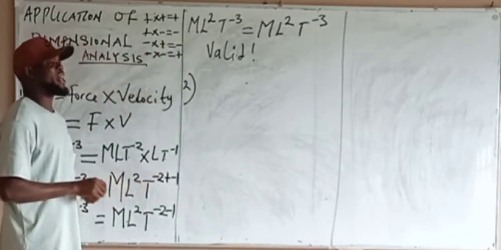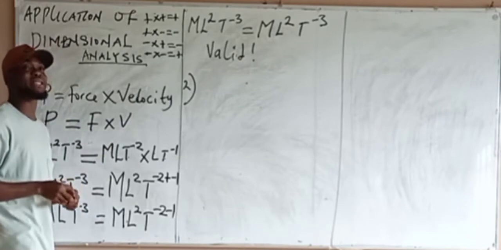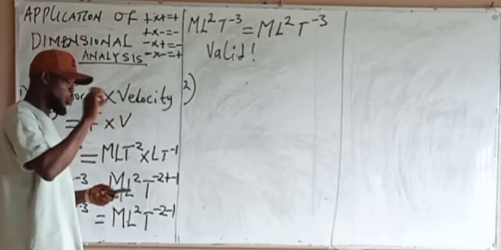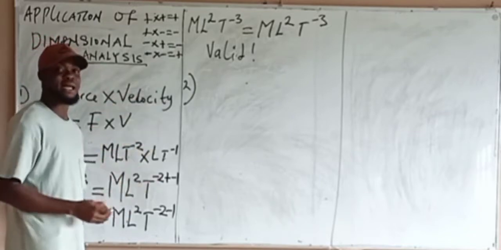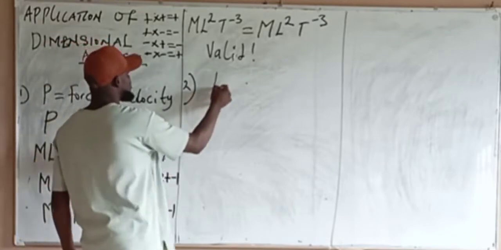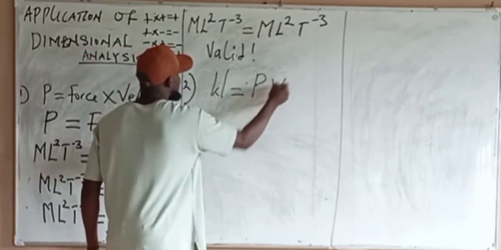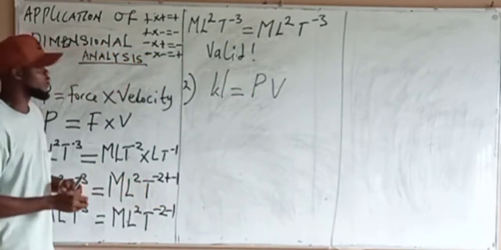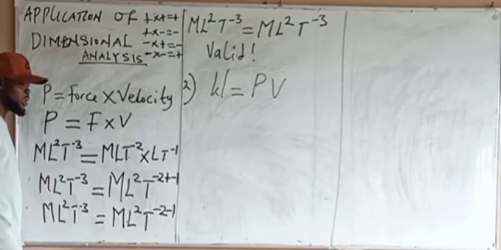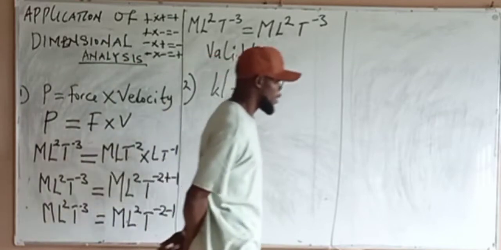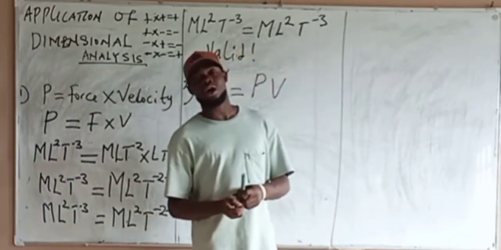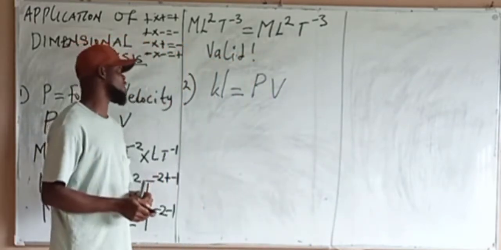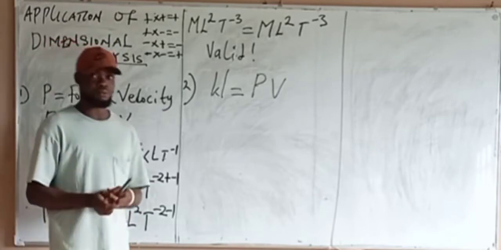Question 2. If the work done developed by an ideal gas is defined by the relation W is equal to PV, where W is equal to work done, and P is equal to pressure, then V is equal to volume.